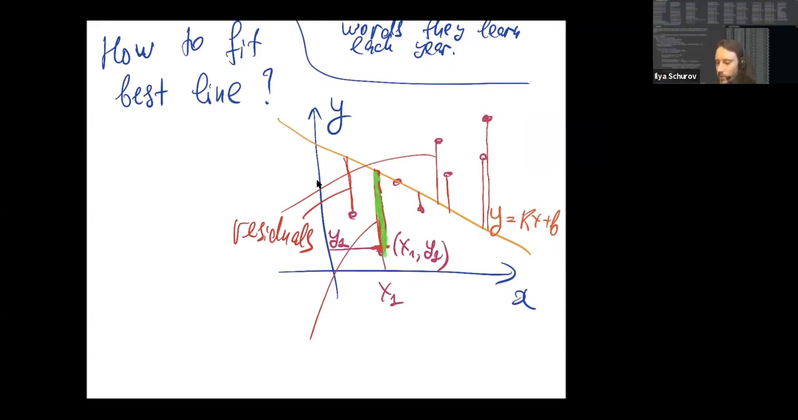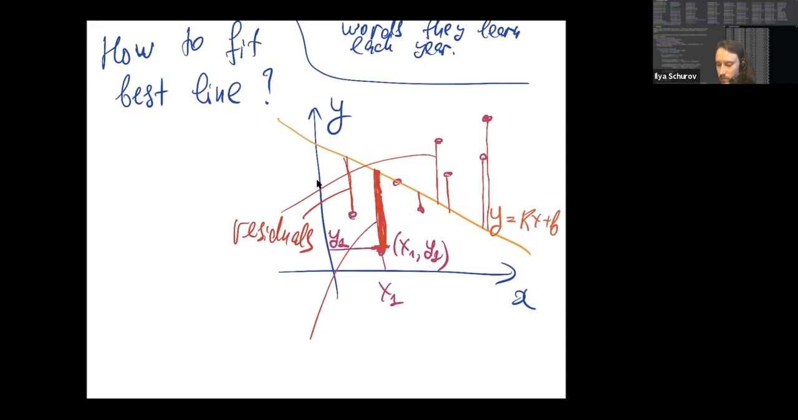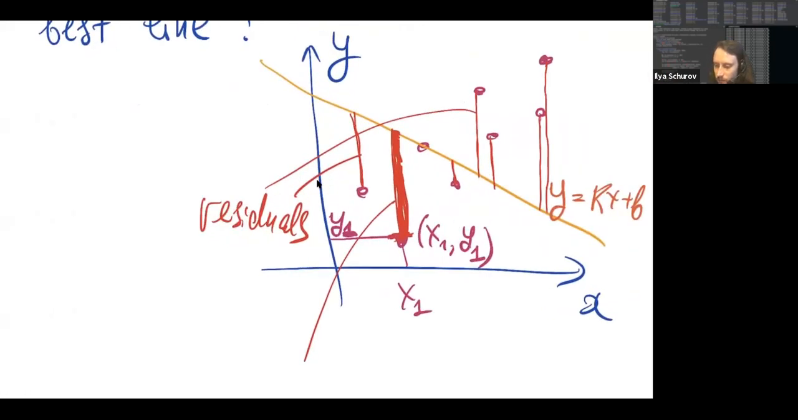Any ideas how to find this difference? Just subtract y2 from the kx plus b. Yeah, I have only y1 here. So this is y1, and this is y1.